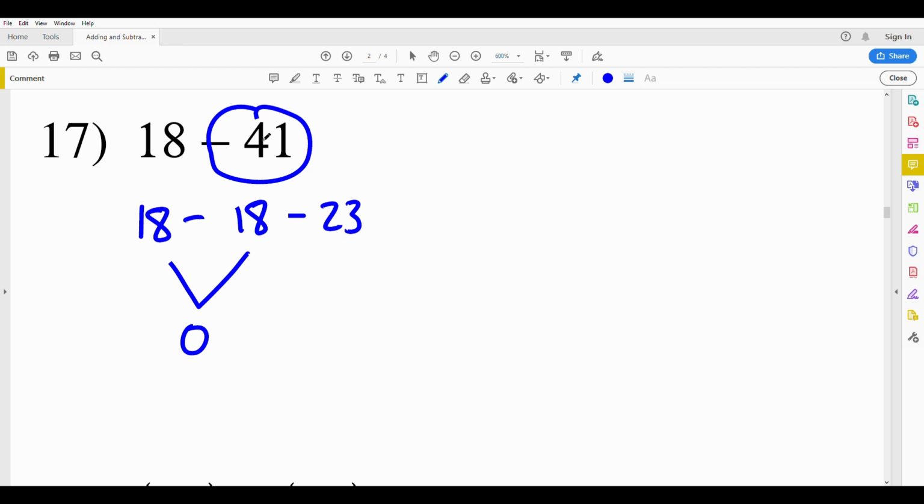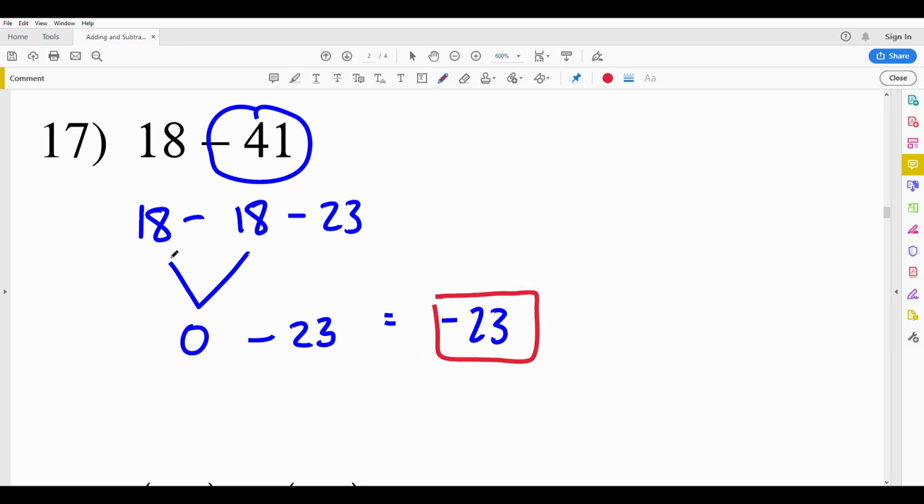But remember, we don't have a +41, we have a -41. So if we take away 18 and then take away 23, that's the same as taking away 41. 18 minus 18 is 0, but then we're still subtracting 23. So 18 minus 41 equals a -23.